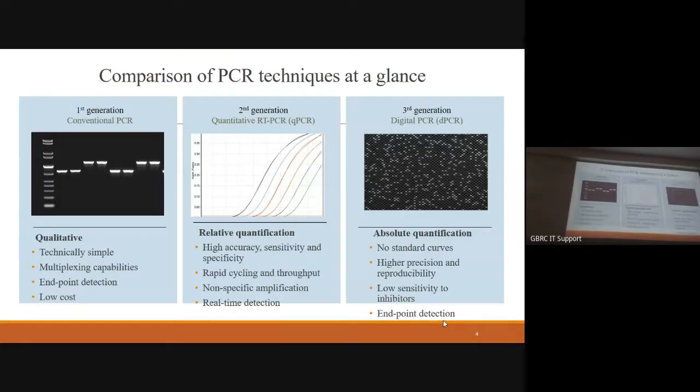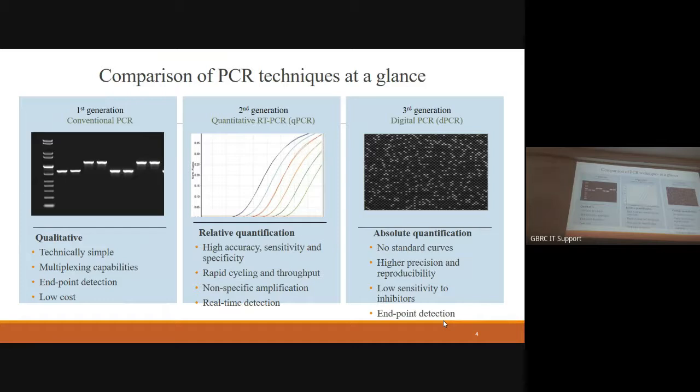So let's compare these three generation PCR methods, PCR technology. First one, conventional PCR, is basically qualitative. You will not get any idea about the concentration or the actual copies, and it is technically simple and a very low cost method. And here also you will see the result at the endpoint. So it is an endpoint detection.